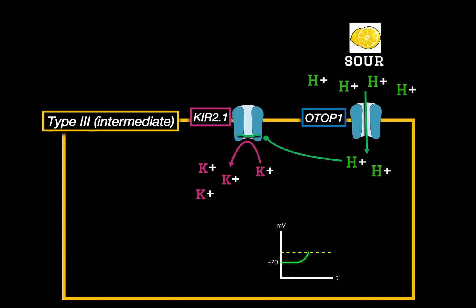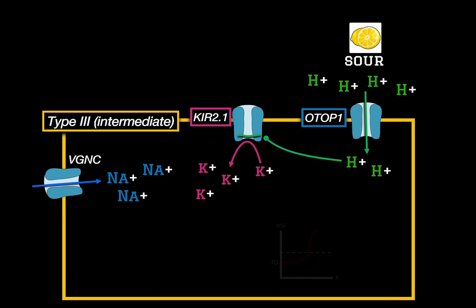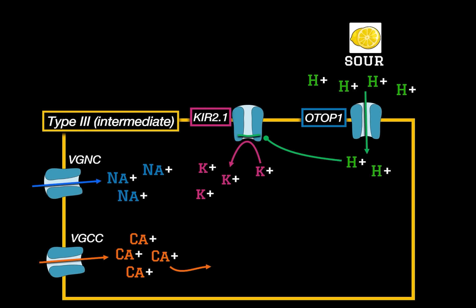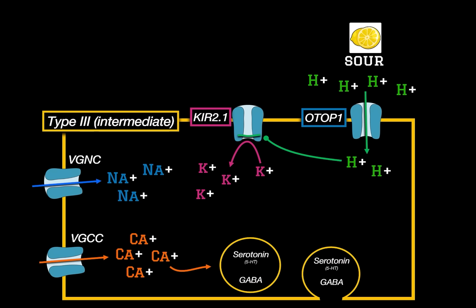Once depolarization reaches a threshold, voltage-gated sodium channels open, allowing a rapid influx of sodium ions that generate action potentials. These action potentials then trigger voltage-gated calcium channels to open. The resulting calcium influx is so important because the increase in intracellular calcium concentration triggers synaptic vesicles to fuse with the cell membrane through a process called exocytosis. This releases neurotransmitters, primarily serotonin and GABA, into the synapse where they stimulate the afferent nerve fibers. That signal then travels to the brain and is perceived as sour.